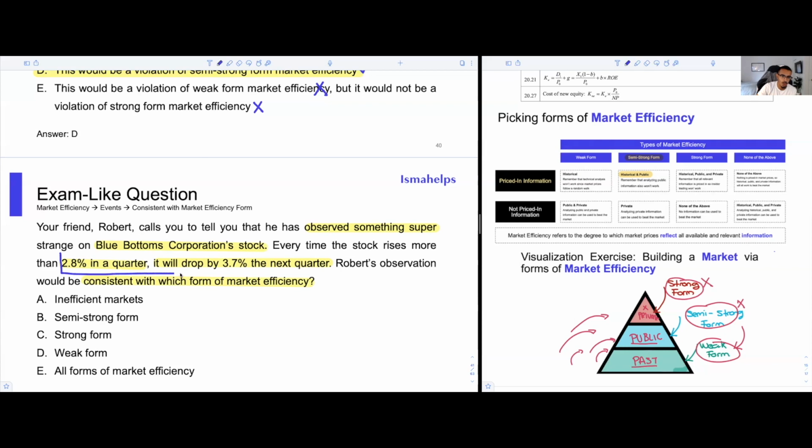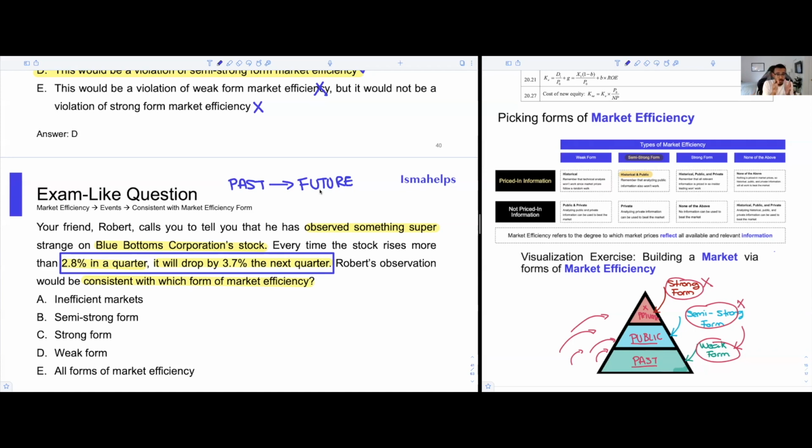In this case, Robert is telling you that he has looked at previous prices in order to assess what will happen to a future price. He's telling you if you look at the past, I guess I'll write it at the top: if you look at past prices, you will be able to determine what will happen to future prices. That's pretty crazy. That's like some dark magic. And obviously, if you were a little investor, you would say, well, I'm going to use that to my advantage, and I'm going to position myself to the best possible extent towards Blue Bottoms Corporation. So you could use this to yield abnormal returns, right?